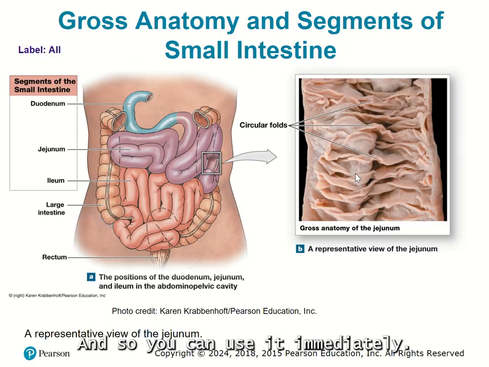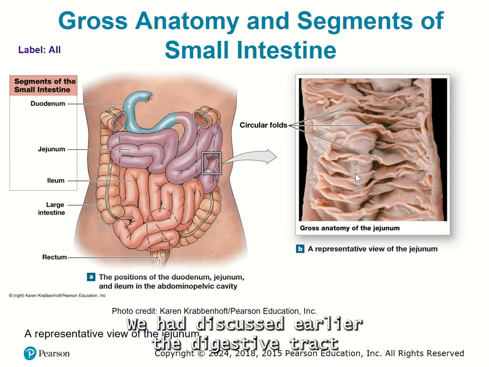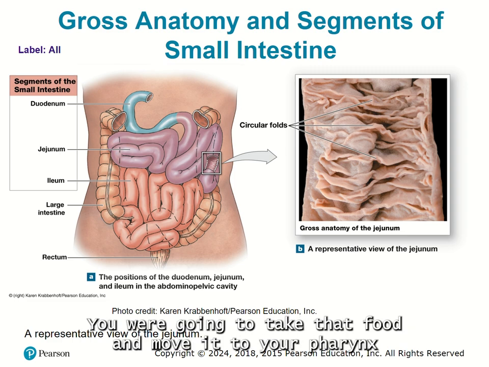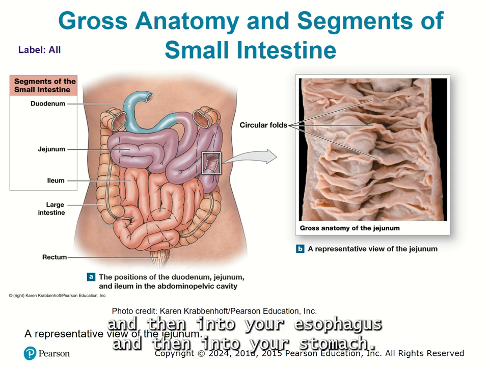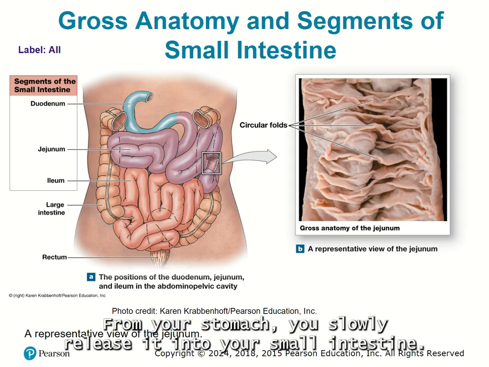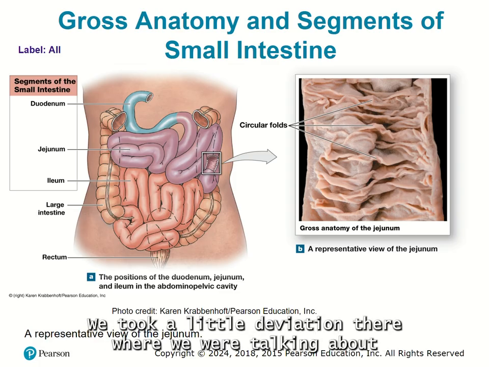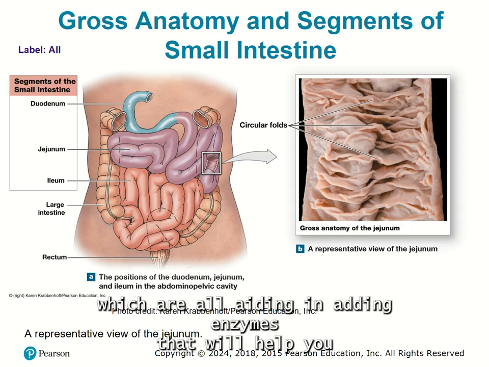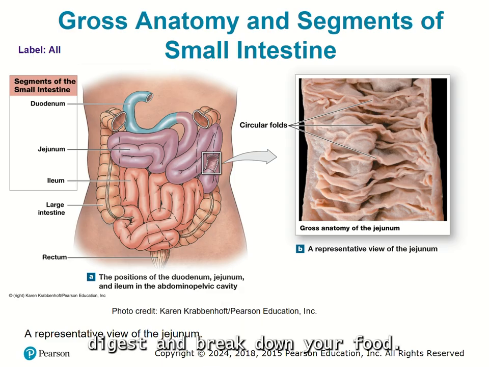We had discussed earlier the digestive tract, where you started within the mouth, and from that mouth you were going to take that food and move it to your pharynx, and then into your esophagus, and then into your stomach. From your stomach, you slowly release it into your small intestine. We took a little deviation there where we were talking about those accessory organs, your pancreas, your liver, and your gallbladder, which are all aiding and adding enzymes that will help you digest and break down your food.